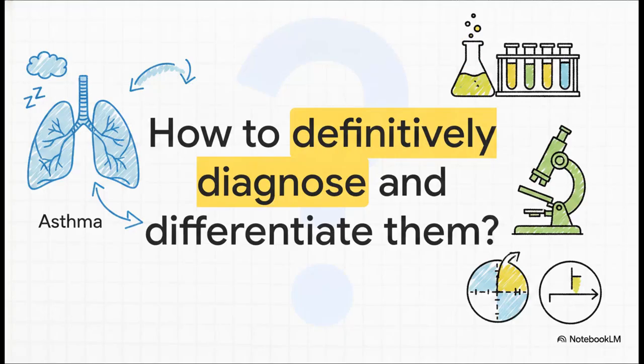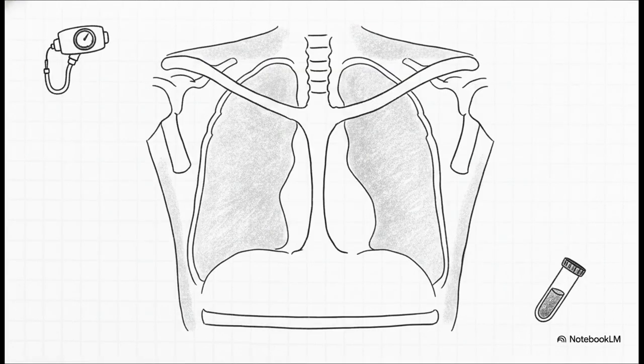A patient comes in presenting with shortness of breath and wheezing. Both asthma and COPD share these exact same symptoms. So how do you definitively diagnose and medically differentiate these conditions in the lab? Well, we start with pulmonary function tests, or PFTs. What you're hunting for is an obstructive pattern. You're going to use spirometry to evaluate the exact airflow limitation.